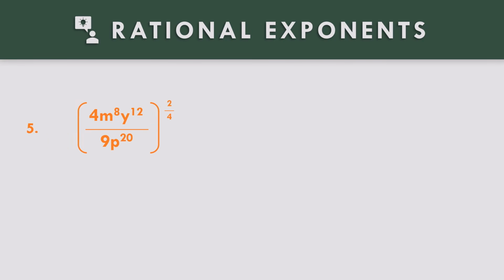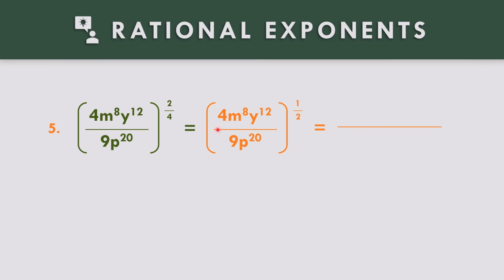How about example number 5? The quantity 4m to the 8th power, y to the 12th power, all over 9p to the 20th power, raised to 2 over 4. First, we need to copy the base: 4m to the 8th power, y to the 12th power, all over 9p raised to the 20th power. And then get the lowest term of 2 over 4, that is equal to 1 half. Afterwards, let us apply the laws of exponents. First, we need to copy the base 4, and then 1 times 1 half, that is 1 half. So 4 to the 1 half.